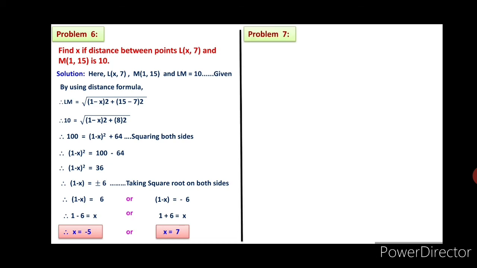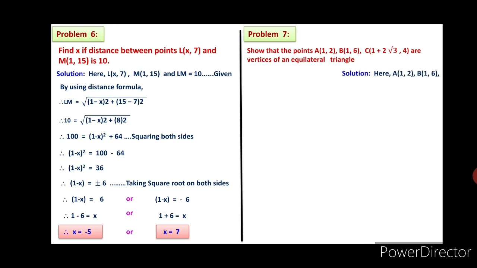Let us consider one more problem. Show that the points A (1, 2), B (1, 6), C (1 plus 2 root 2, 4) are the vertices of an equilateral triangle. Now you have to recall, as I told in the previous problem, that in order to show the vertices of a parallelogram, you have to recall the properties of the parallelogram. In the same way, here you have to recall the properties of an equilateral triangle. So here the coordinates of the vertices of the triangle are given: A (1, 2), B (1, 6) and C (1 plus 2 root 2, 4).